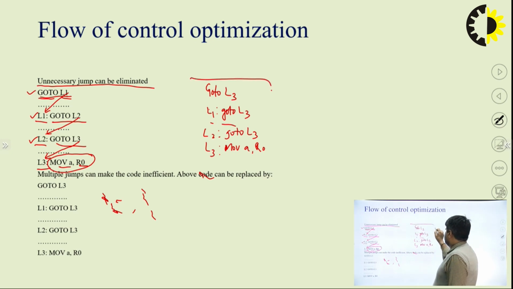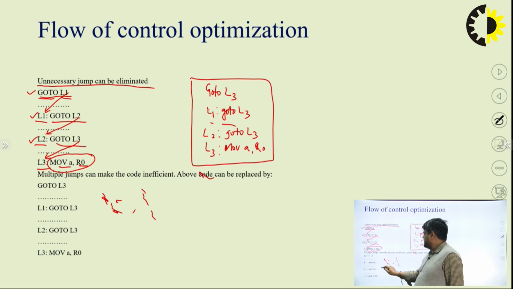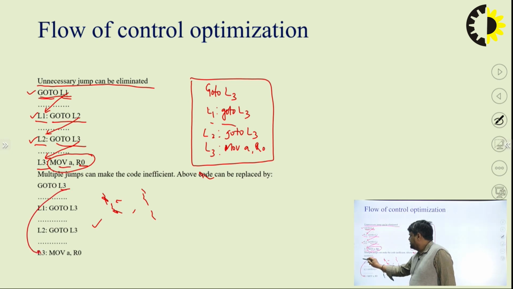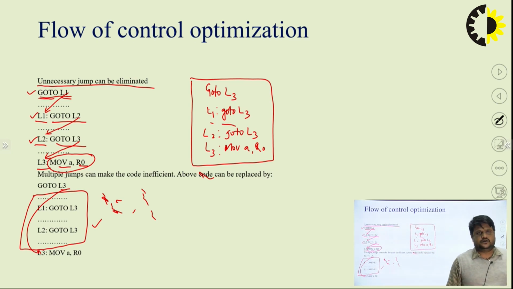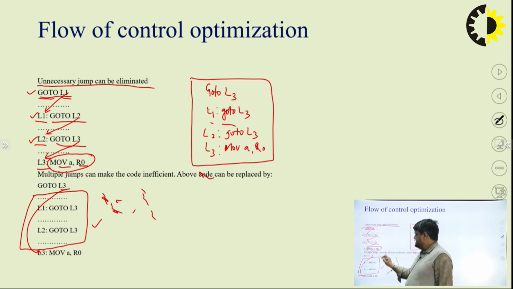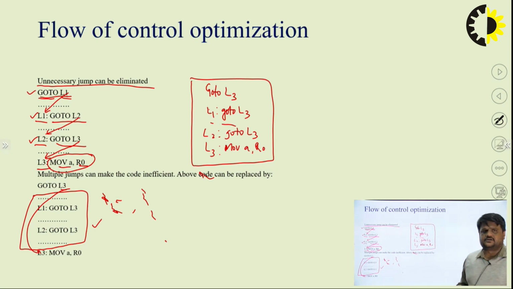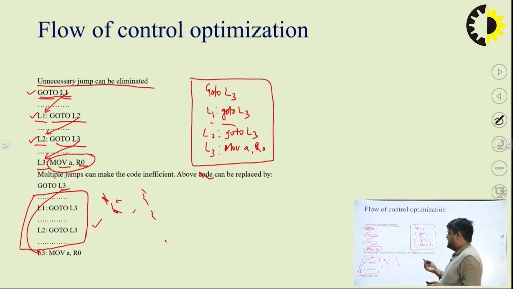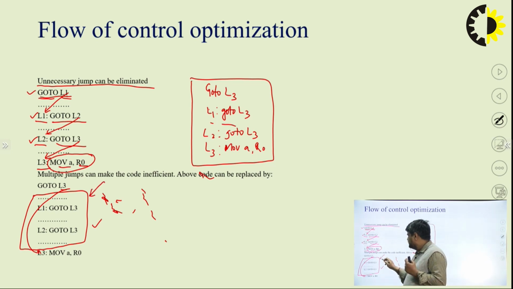So in a single pass, this code looks like this, right? After that, if you are at goto L3, then you will directly move here. So this particular portion of the code never gets executed, so you have to remove it because it is redundant. So in the first pass, you replace the unnecessary jumps. And in the second pass, you remove the redundant code, meaning unreachable code, or the code that never gets executed.